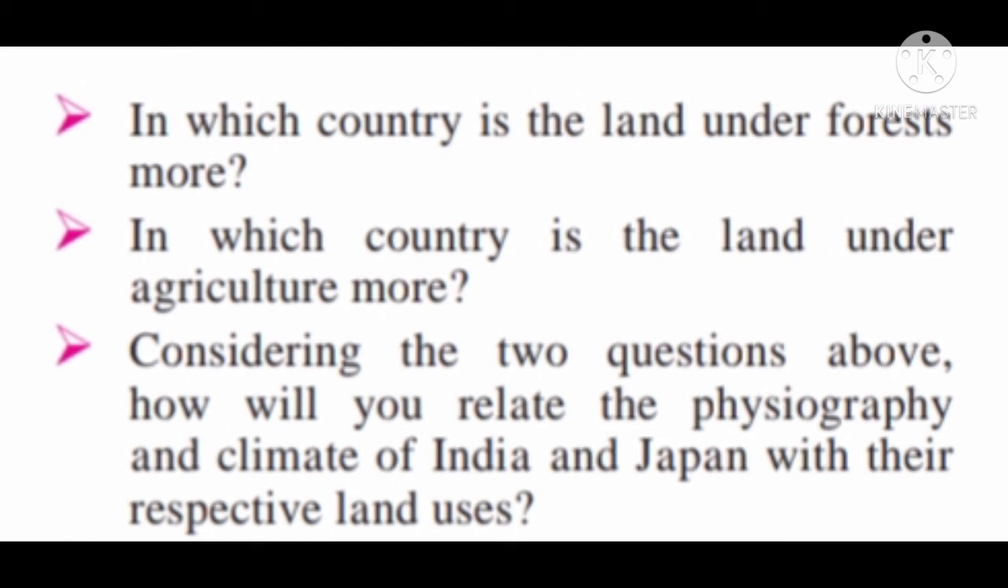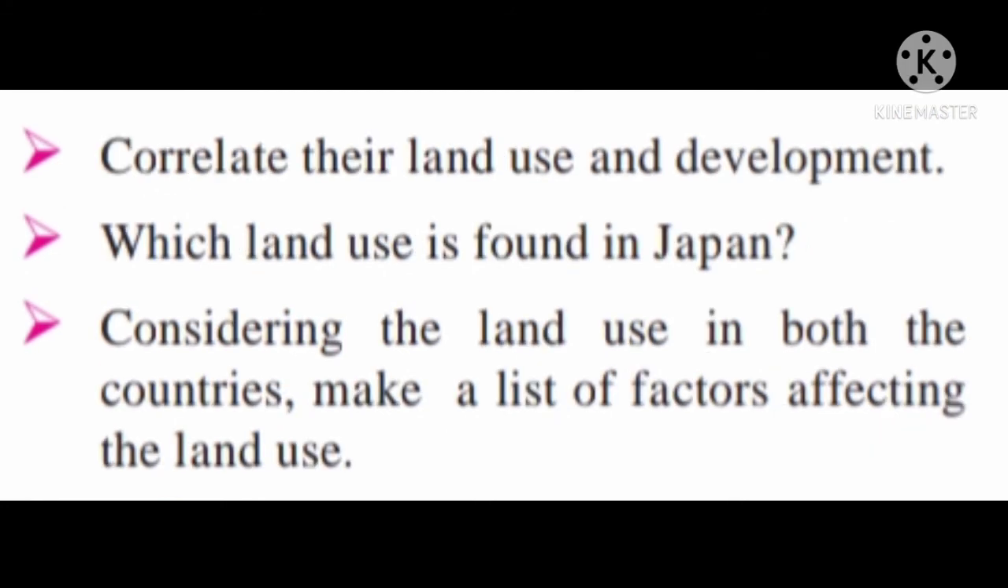Now let's start with these few questions which are printed in the textbook. Question number 1 is, in which country is the land under forest more? Second question, in which country is the land under agriculture more? The third one, considering the two questions above, how will you relate the physiography and climate of India and Japan with their respective land uses? Number 4, correlate their land use and development. Fifth one, which land use is found in Japan? And last question, considering the land use in both the countries, make a list of factors affecting the land use.